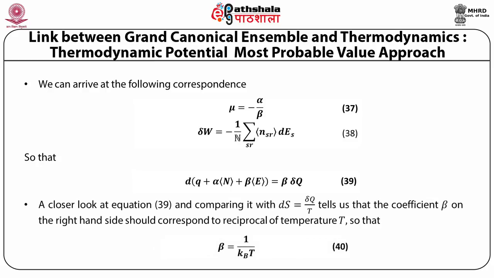A closer look at equation 39 and comparing it with dS is equal to delta Q by T tells us that the coefficient beta on the right hand side should correspond to the reciprocal of temperature T, so that beta is equal to 1 upon kBT.